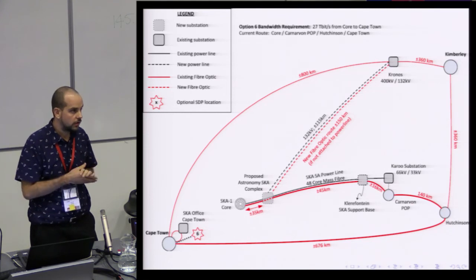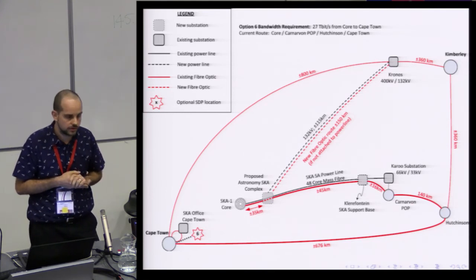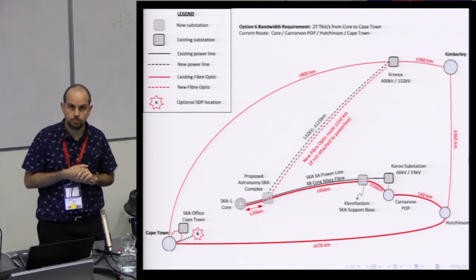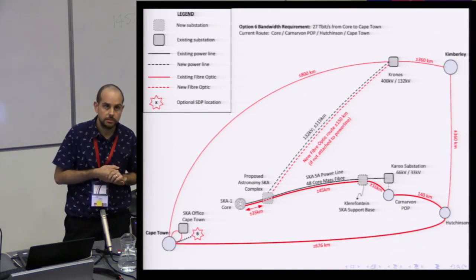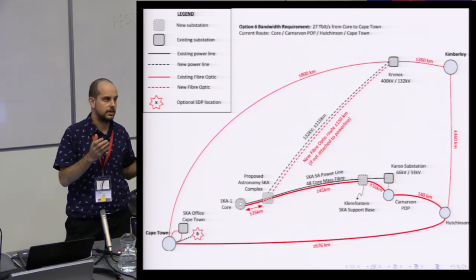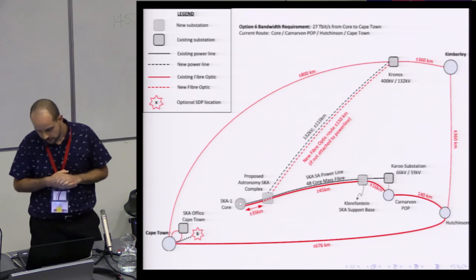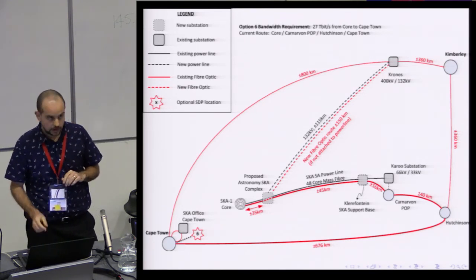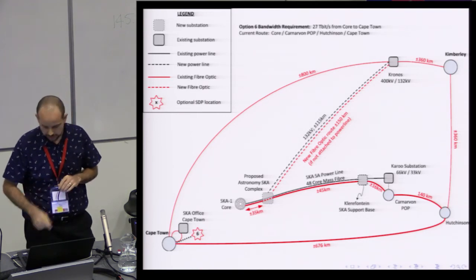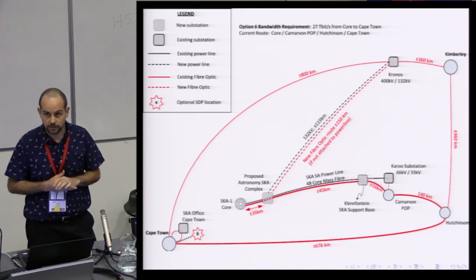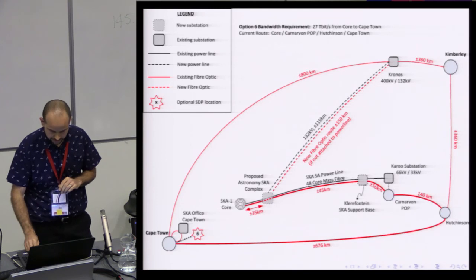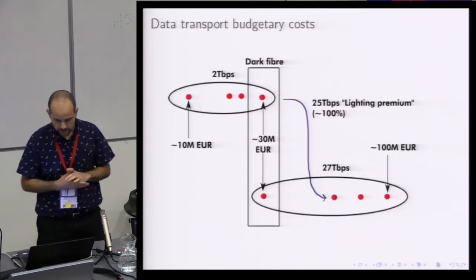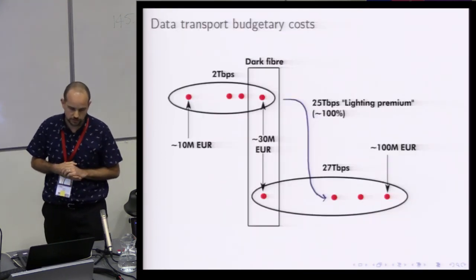We went on a request for information to industry and we asked them, so what does it cost to transport 27 terabit to Cape Town? And first they said, are you serious? And then we said, yes, we're serious. And eventually we got some responses. Almost all of which are covered by NDAs. They don't want to tell the rest of the world really how much they think it's going to cost to transport that. But this is an idea, more or less, of the responses we got.